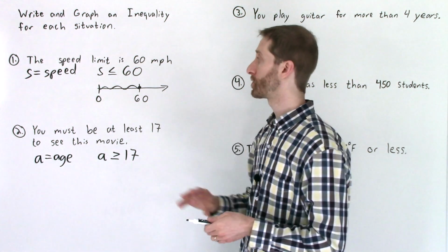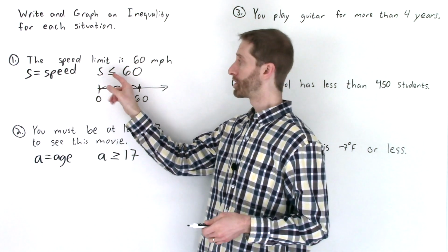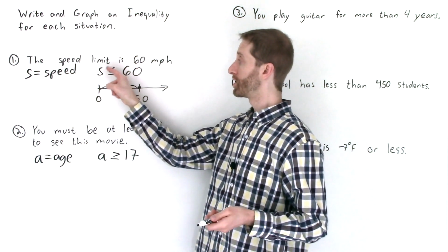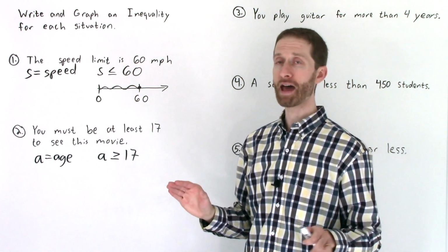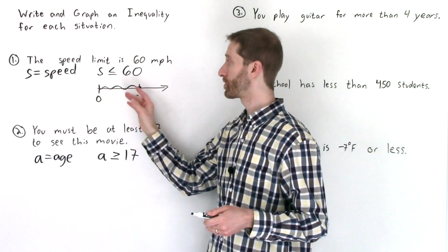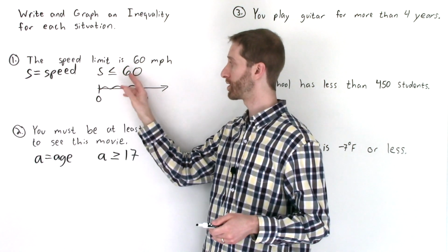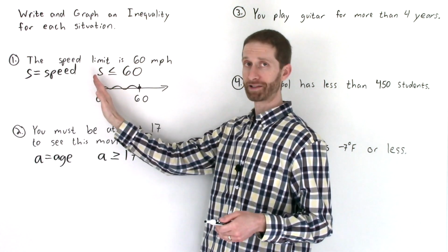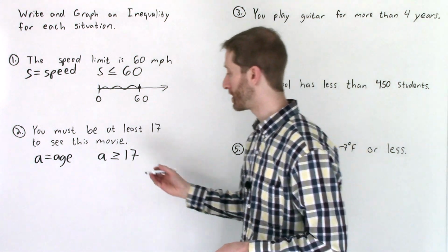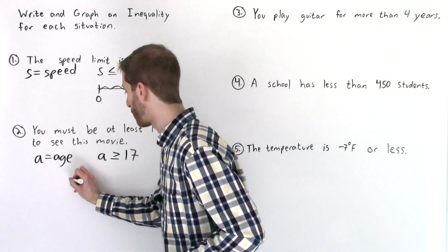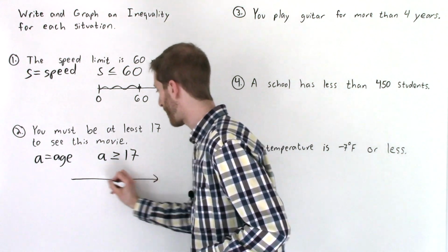Some teachers teach it this way. They say if the variable's on the left, the direction in which the inequality sign is pointing is the way that you shade. I'm not a big fan of that. I'm a bigger fan of understanding that you're taking all numbers less than or equal to 60. Okay, let's do the age is greater than or equal to 17. So in this case, we've got a number line again, and we're going to graph that out.